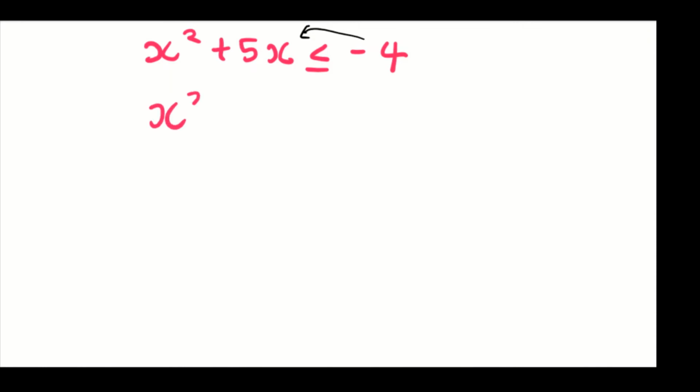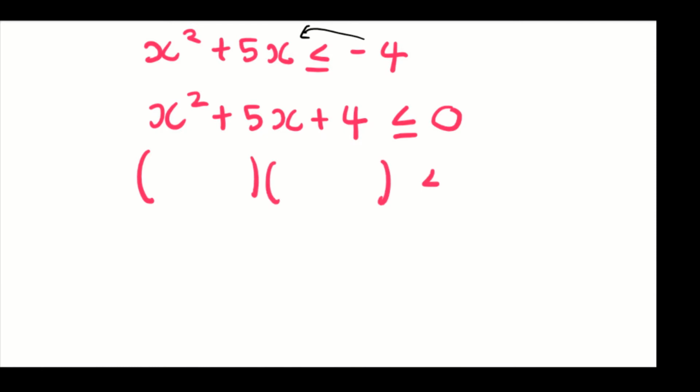So what we have here is x squared plus 5x less than or equals to minus 4. So we're going to transpose this minus 4 to the other side, this side here. Then we will have x squared plus 5x plus 4 less than or equals to 0, right? So we're going to factorize this problem here. Less than or equals to 0.